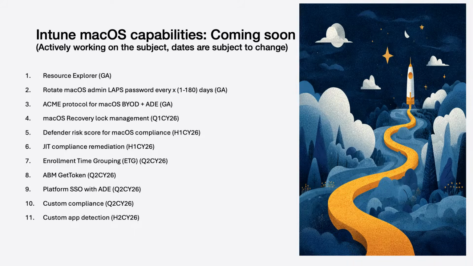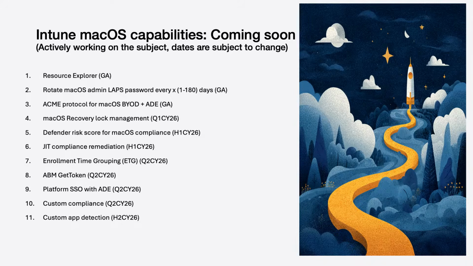Iris is going to talk about custom compliance as well later. This is the ability for you to set custom attributes and to have custom controls over your compliance. So essentially anything you can determine about your Mac, you can build into your own compliance policy.